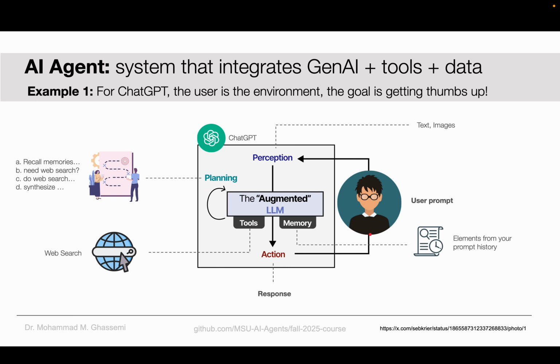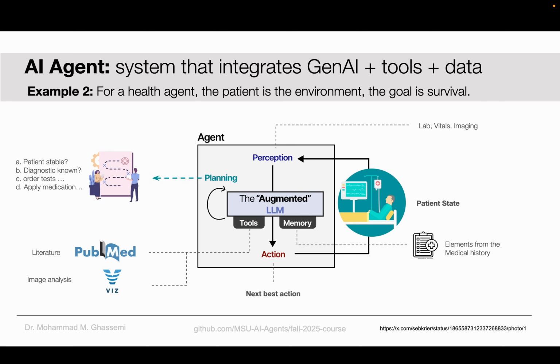Okay, so as you can see here, an AI agent like ChatGPT integrates the generative AI, the tools, the memories to make sure it can action the environment through certain subcomponents of the input that it perceives. It achieves that through planning.